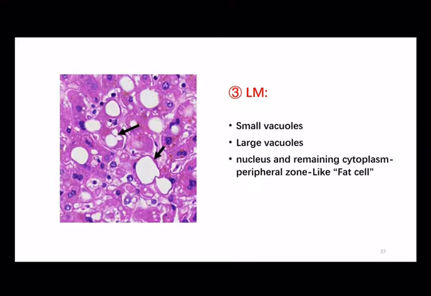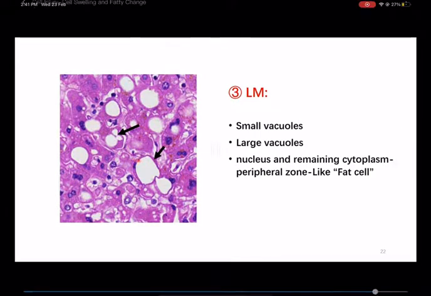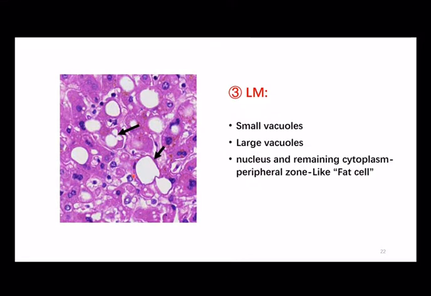Under microscope, the fat vacuole is round and empty. Some of them are large, like this one, and some of them are small. And please look at this cell here. The nucleus and the remaining cytoplasm are pushed to the peripheral zone by the huge vacuole. So this cell looks like a fat cell.